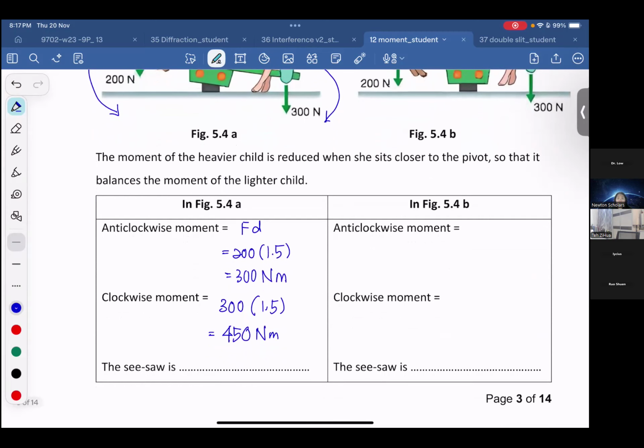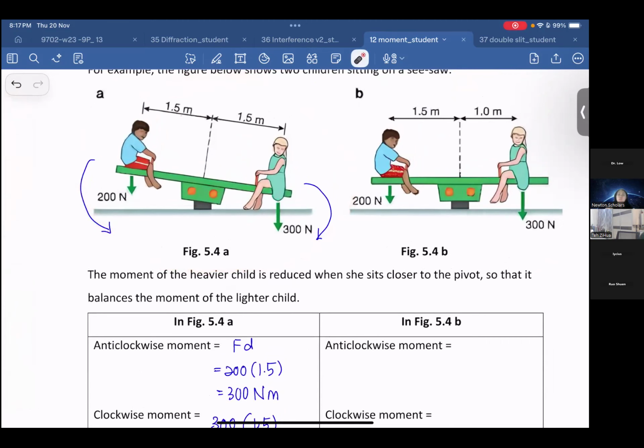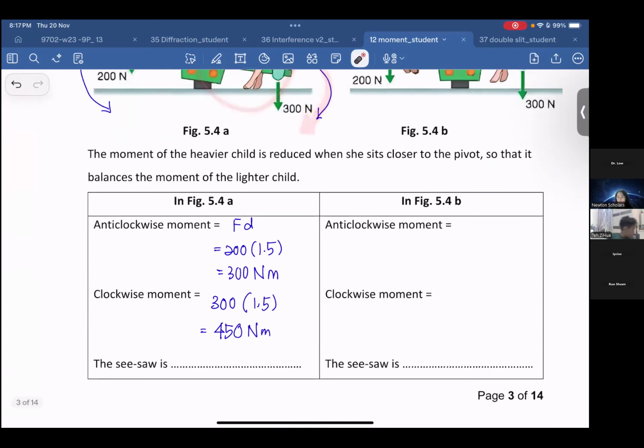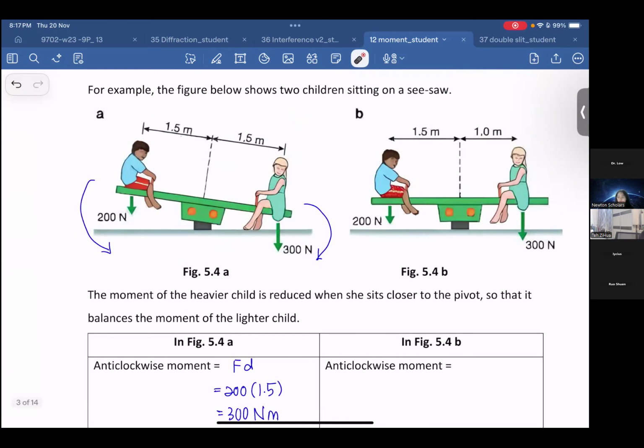Boys and girls, can you tell me whether in this body or system it is balanced? Is it in equilibrium? Let me have a look. Teresa said no. At the end, it will turn in the clockwise direction, because the clockwise moment is 450 Newton meter. This is greater than the anti-clockwise moment. That means we have an extra 150 Newton meter making it turn clockwise. So at the end it turns in this direction. It is not balanced. It is not in equilibrium.